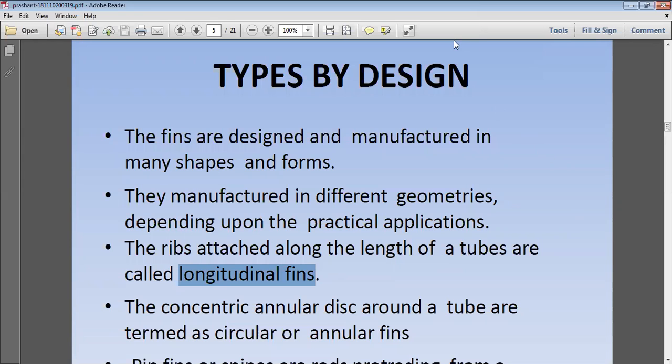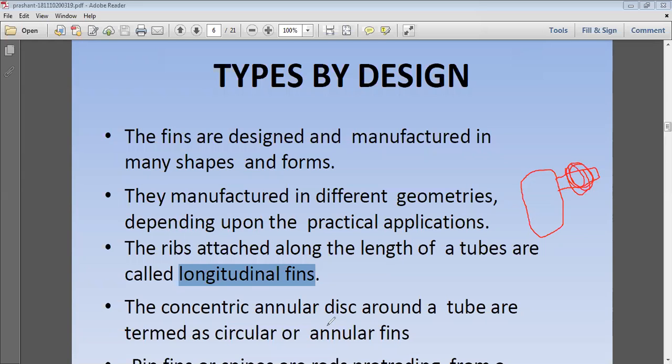For example, this is the tube. Along the length of the tube, if you extend a rib attached to the tube, this rib is called a fin. This is called a longitudinal fin.